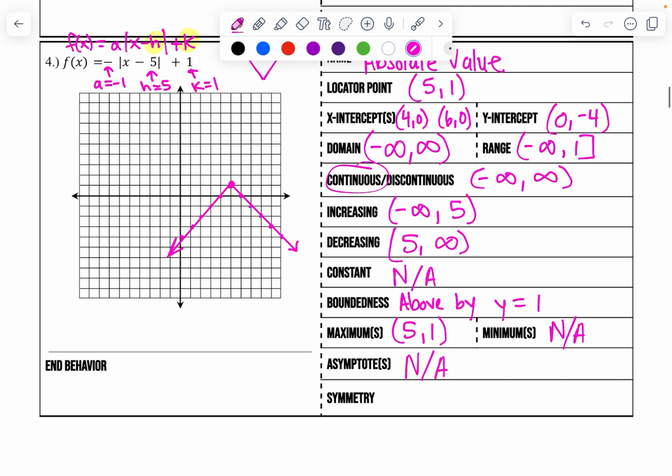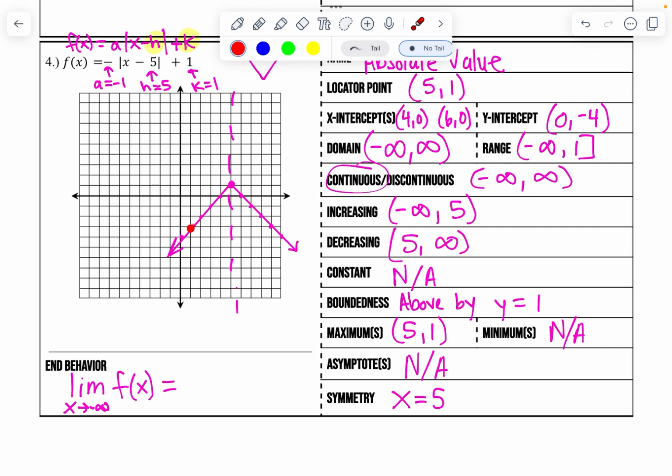Symmetry, it is symmetrical. If we draw its axis of symmetry, it's right here. So x equals 5 is our axis of symmetry. And then for end behavior, remember, you write LIM for limit. Under LIM, you describe the x. So the first one is x goes to negative infinity of the function, and it has to be written exactly like that, all stacked on top of one another, then f of x, and then equals.